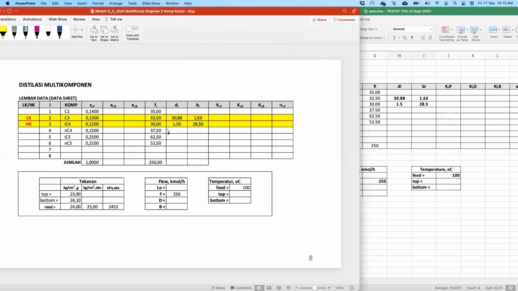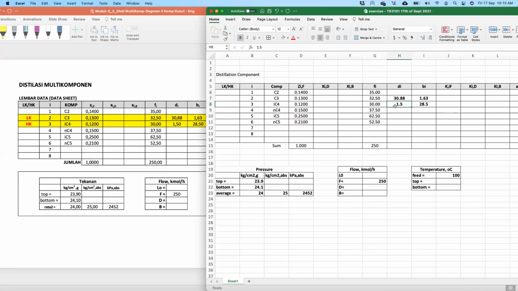Now the next step. What we're gonna do is solve the mass balance. We have to solve the mass balance first. What it means to solve the mass balance is that we have to find all the components in the distillate and in the bottom. In this case, they don't specify which one goes to the distillate and which one goes to the bottom. Okay, so what should we do?